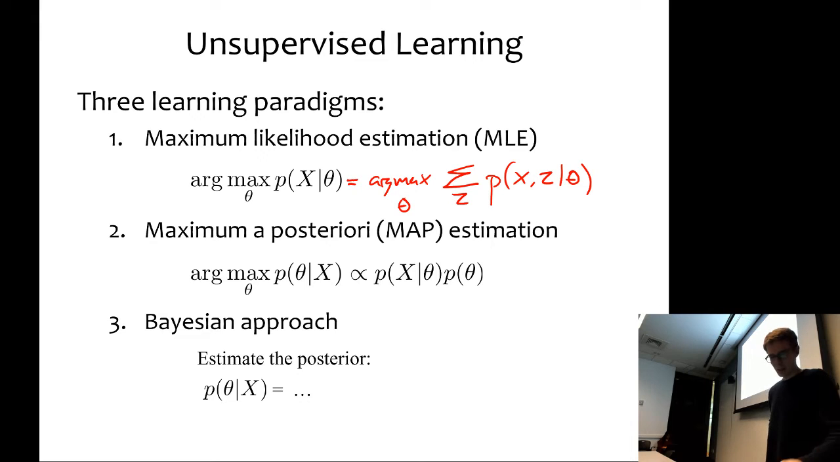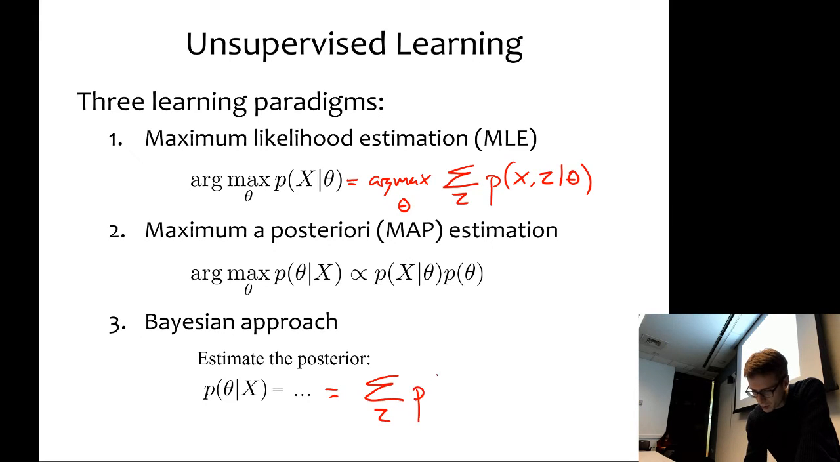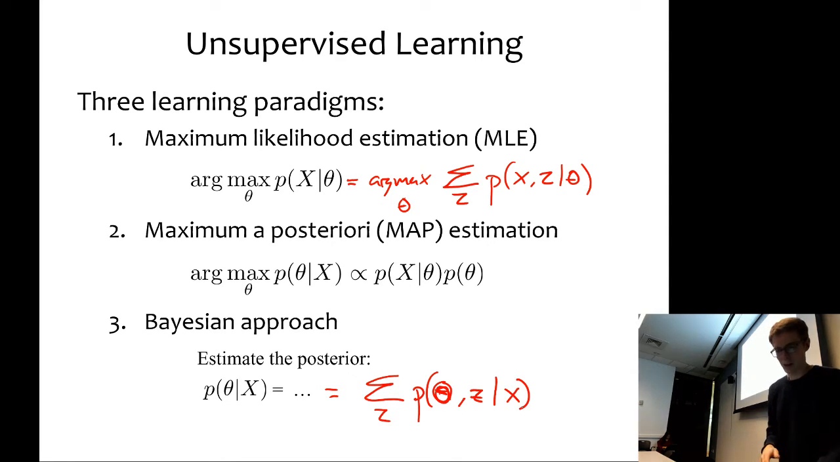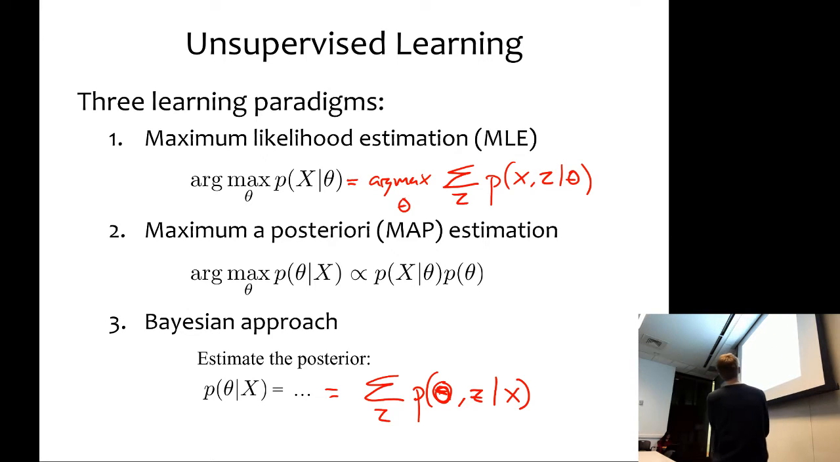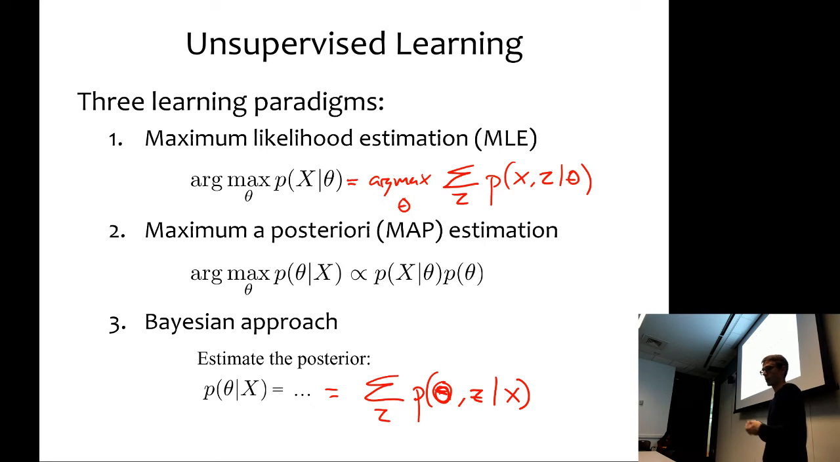Okay. And this also shows up in the estimate of the posterior, right? This posterior distribution is really a marginalization over the latent variables z. So even estimating the posterior requires solving this inference problem.